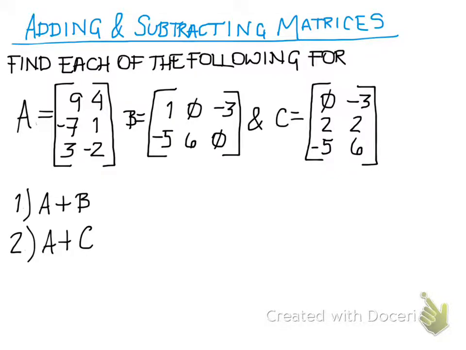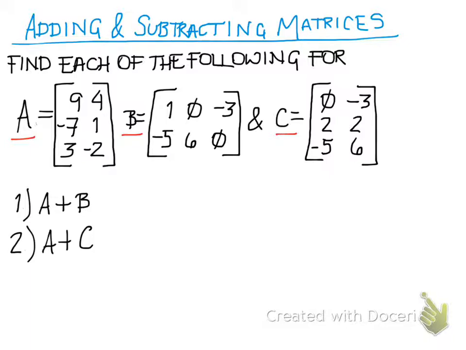Okay, so our first video is about adding and subtracting matrices. To begin, we need to look at the matrices we are given. Matrix A is read 9, 4, negative 7, 1, 3, negative 2. Matrix B is read 1, 0, negative 3, negative 5, 6, 0. And matrix C is read 0, negative 3, 2, 2, negative 5, 6.